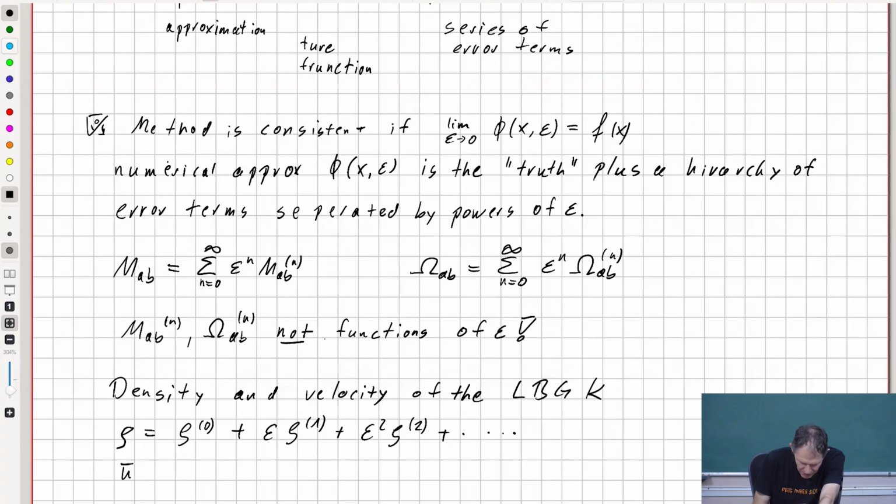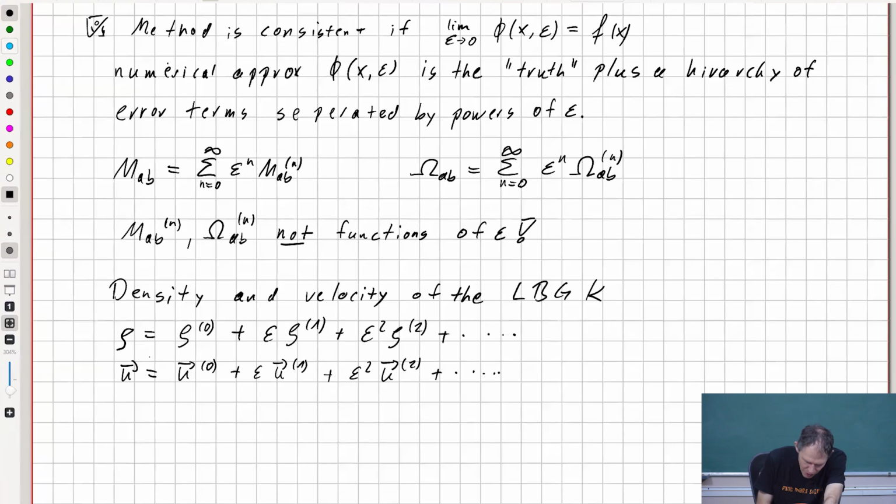Equally, we have a velocity. So what we have here on the left-hand side is the thing that we can measure. The things on the right-hand side we cannot measure. We only know what comes out. We don't know what is the solution and what is the error. We only know the sum altogether. So this is u to the zero order plus epsilon times u to the first order and epsilon squared times u to the second order plus dot dot dot. So now this is our ansatz.